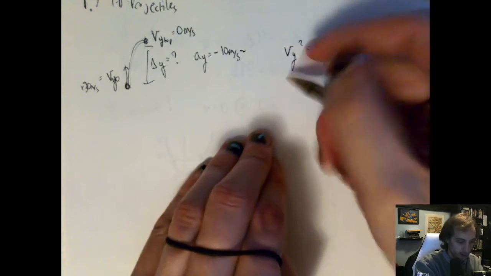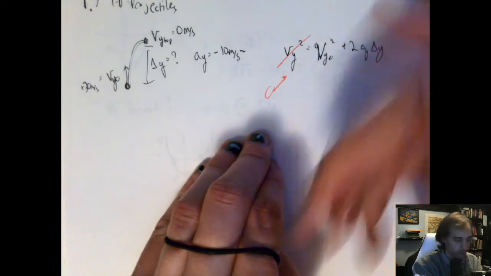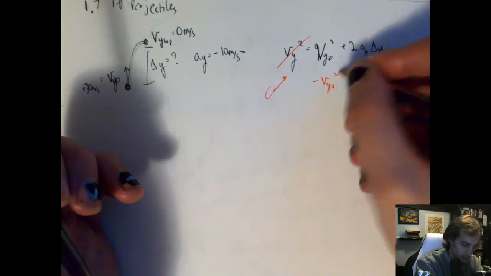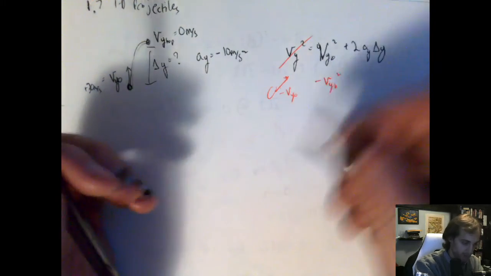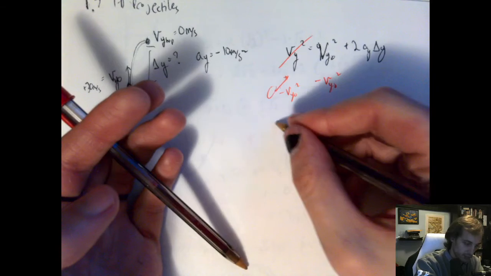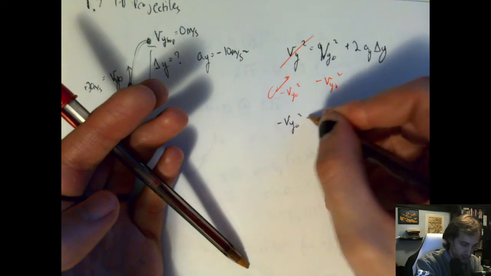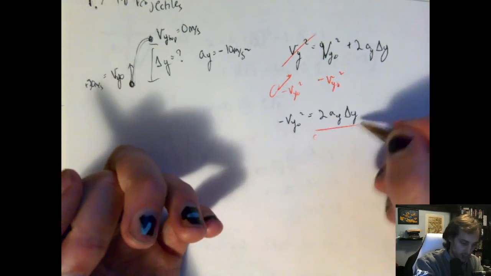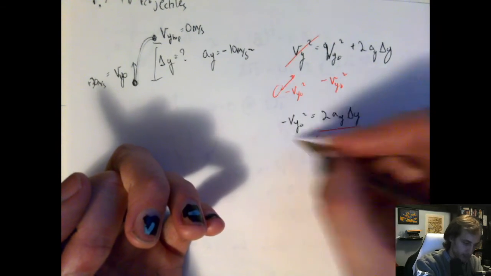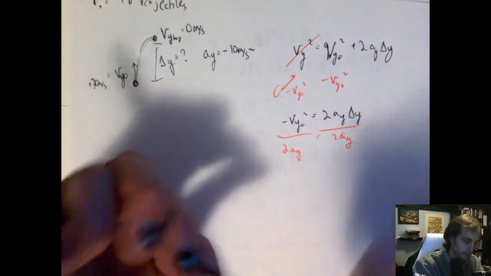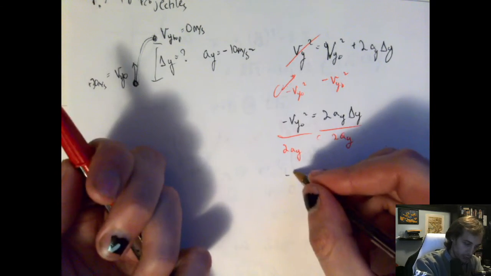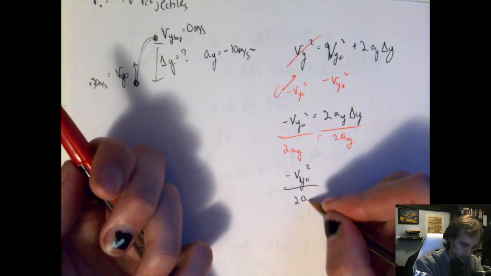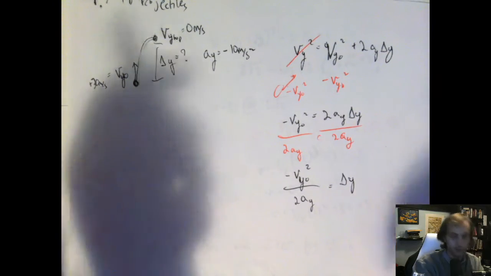Going ahead and plugging in the 0, just to make our algebra a little easier. All we got to do is subtract off Vy naught squared from each side. That gives us negative Vy naught squared equals 2ay delta y. We're looking for delta y, so just divide each side by 2ay. And we'll get negative Vy naught squared divided by 2ay equals delta y.